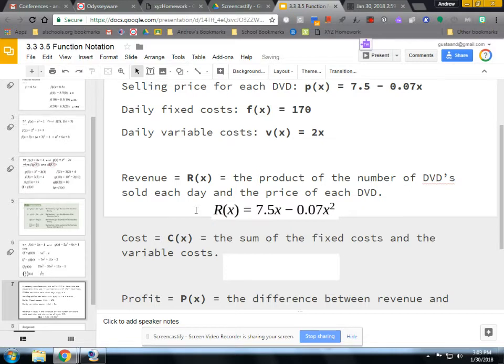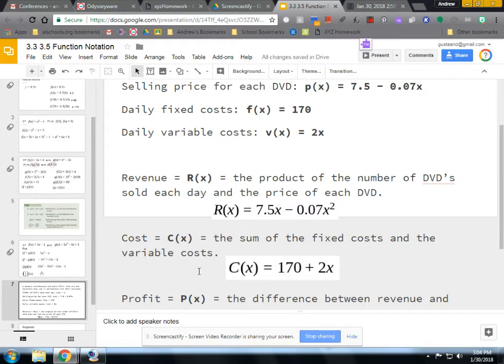I have my answer, that r of x, the product or the revenue, is going to be 7.5x minus 0.07x squared. The cost of each DVD is the sum, so adding, of the fixed costs and the variable costs. I'm not even going to go to the document camera for this. If we add these two together, we get 170 plus 2x. That's it. 170 plus 2x.